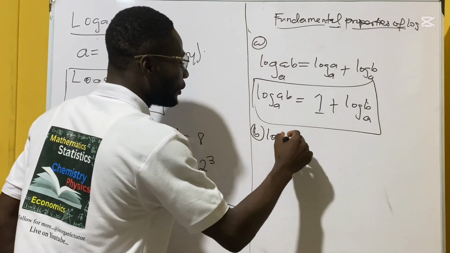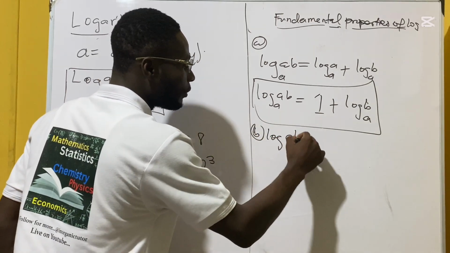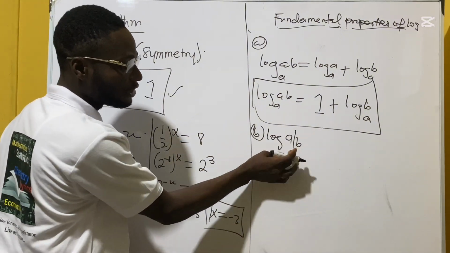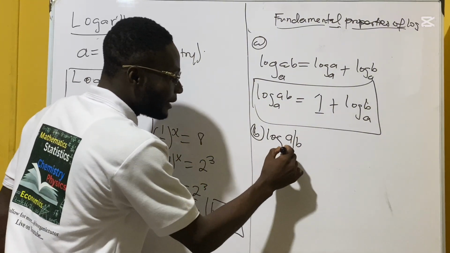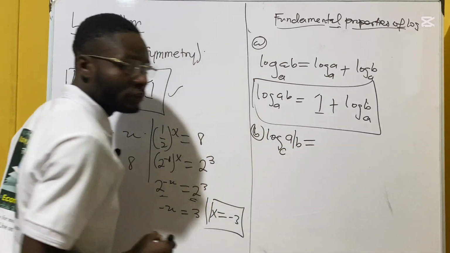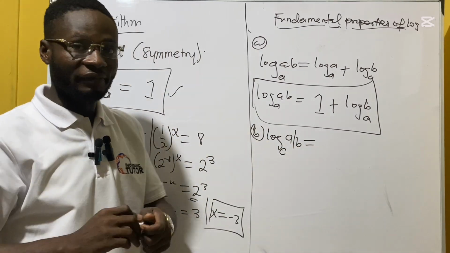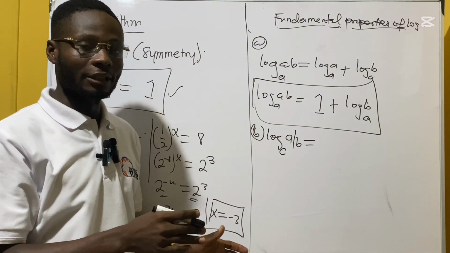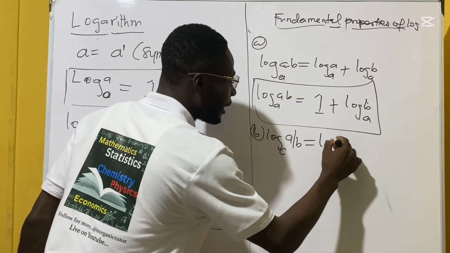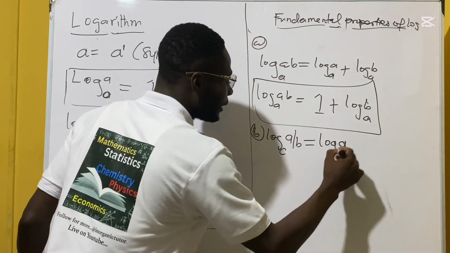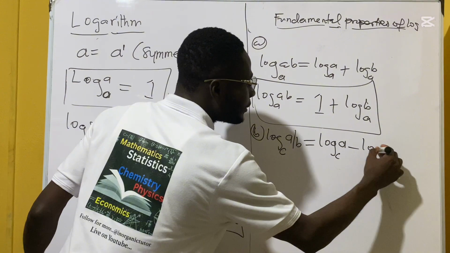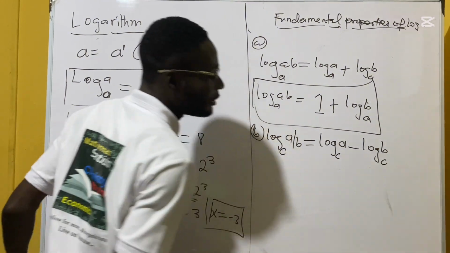If you have log A over B, so the log function is A over B, base C, then you can subtract them. If they are dividing, then you can subtract. So here you can have log A base C minus log B base C.